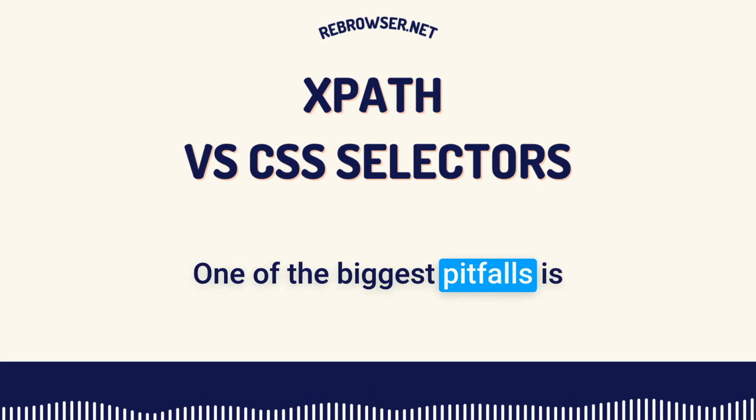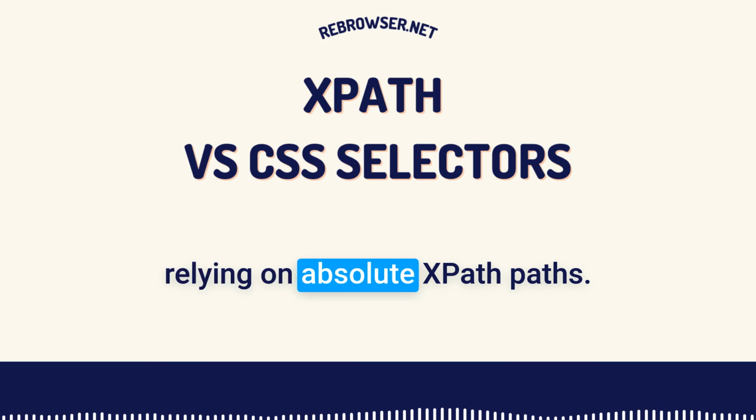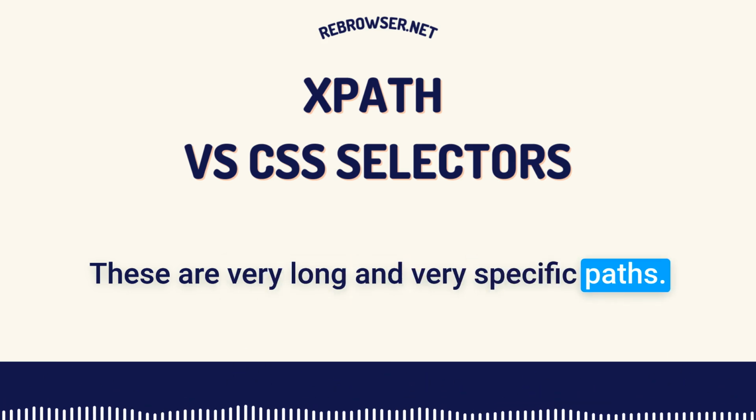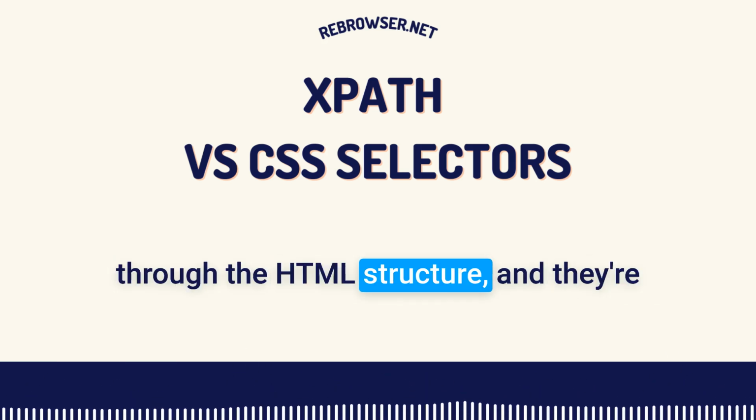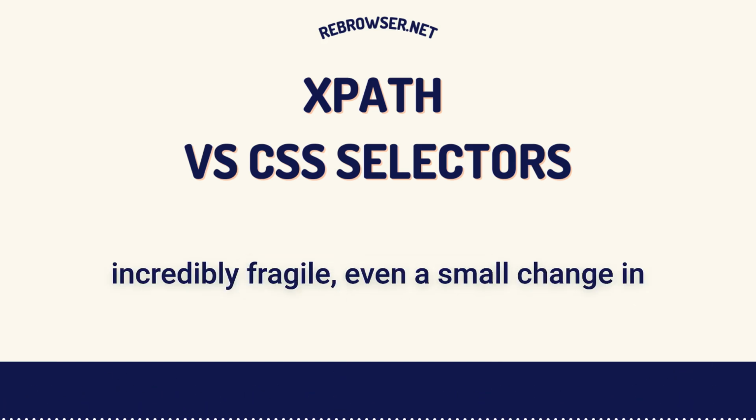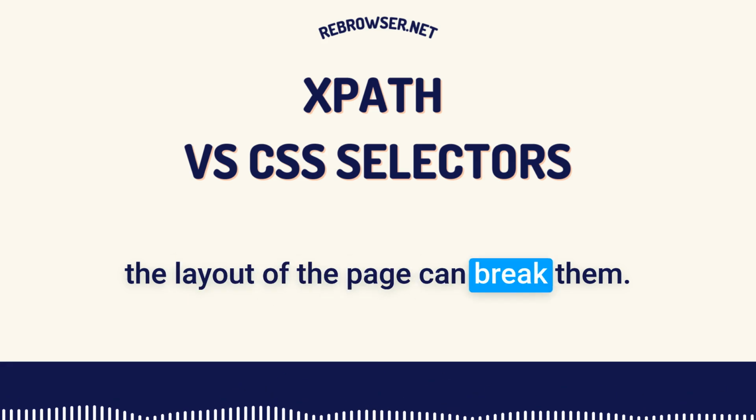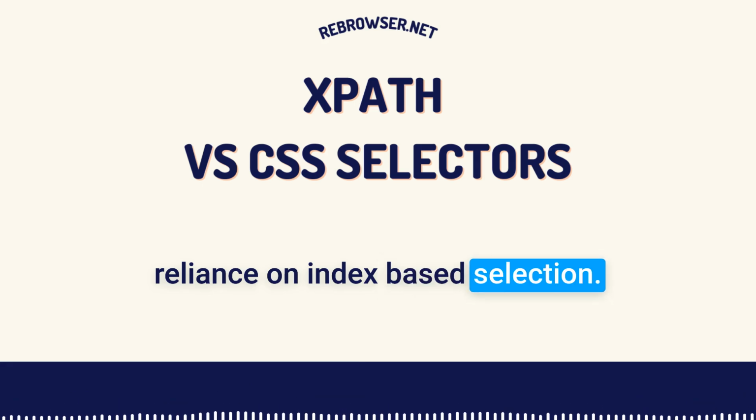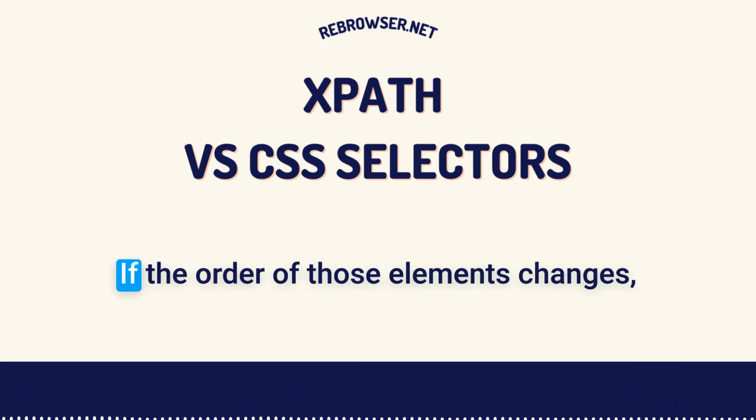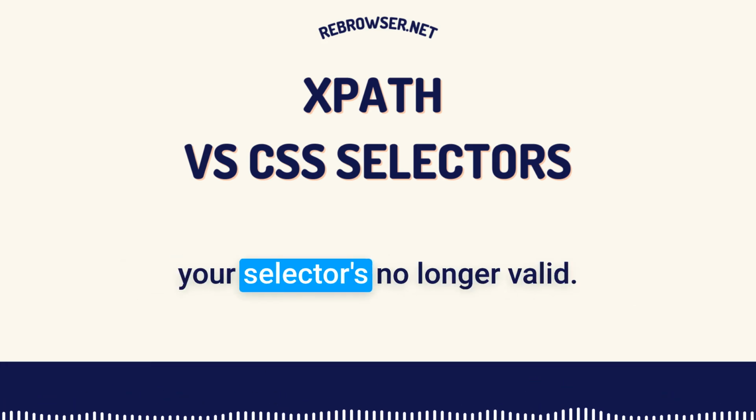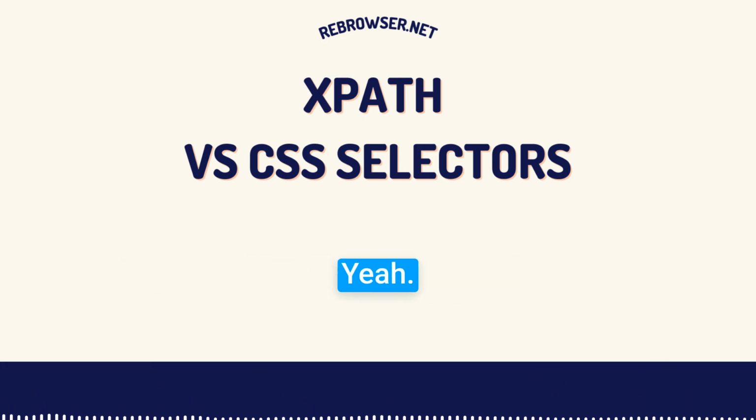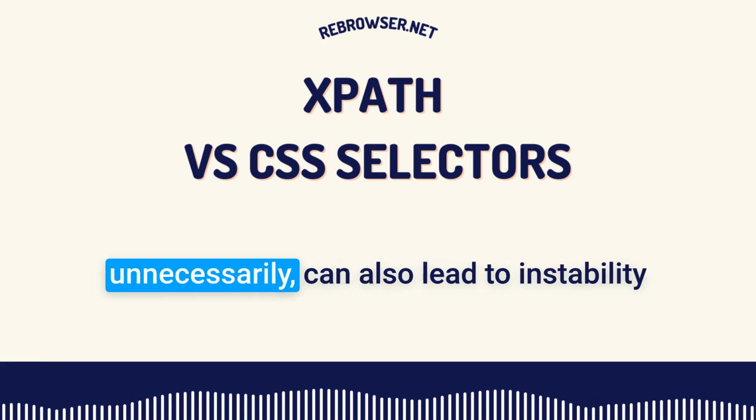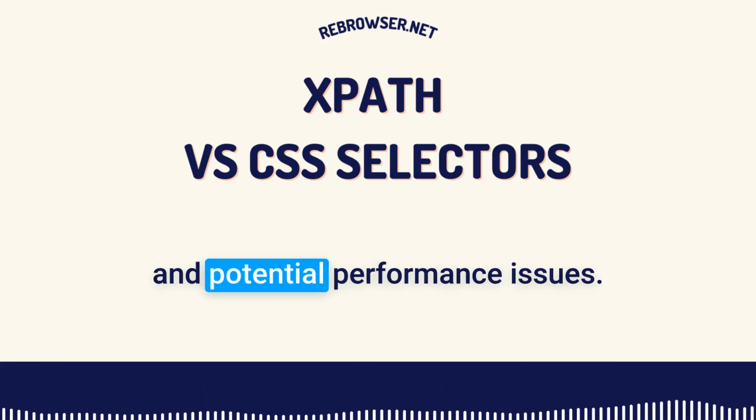One of the biggest pitfalls is relying on absolute XPath paths. These are very long and very specific paths through the HTML structure, and they're incredibly fragile. Even a small change in the layout of the page can break them. Similarly, try to minimize your reliance on index-based selection, like selecting the third link in a list. If the order of those elements changes, your selector is no longer valid. It's going to break. And overly complex selectors, where you're chaining multiple conditions together unnecessarily, can also lead to instability and potential performance issues.